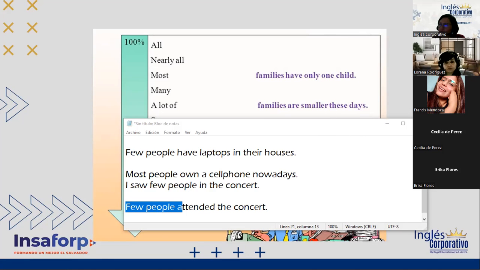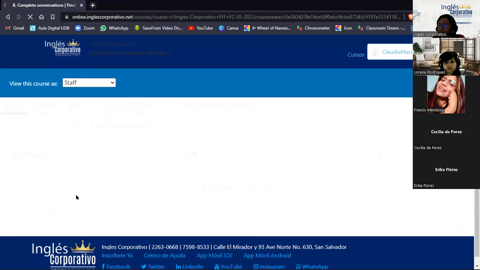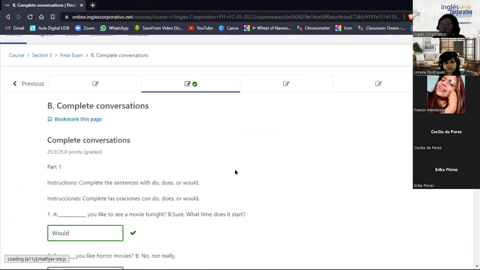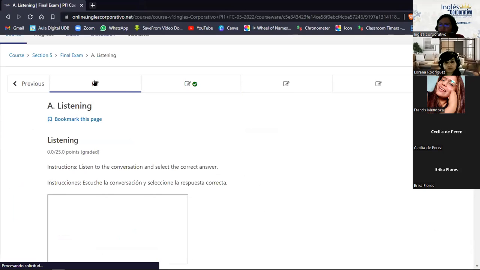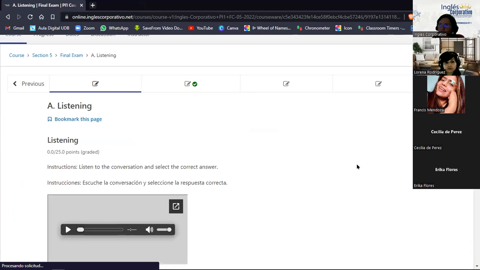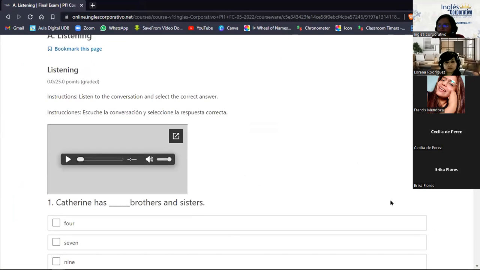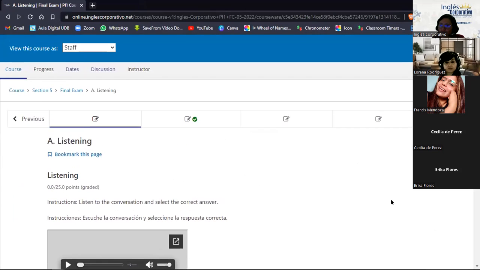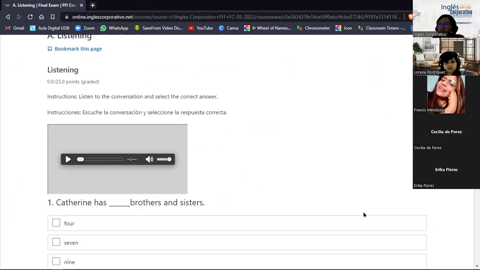Now guys, with the exam, yo uso el examen, chicos, al final solo para hacer un repaso de lo que vimos. Eso es todo lo que hago. And here, guys, in the first section, which is a listening section, we had to listen to the conversation and select the correct answer, okay? So you have to listen and pay attention to details, right?